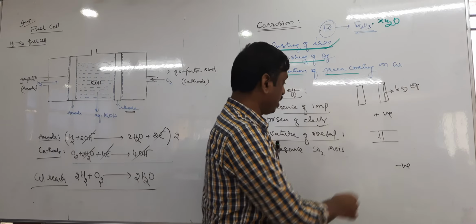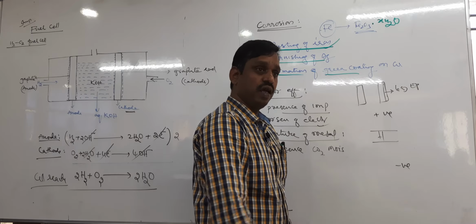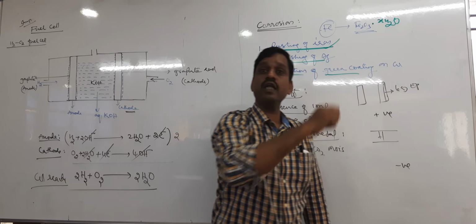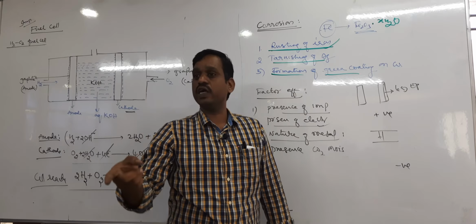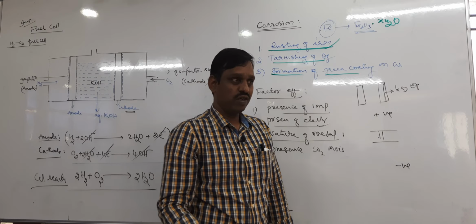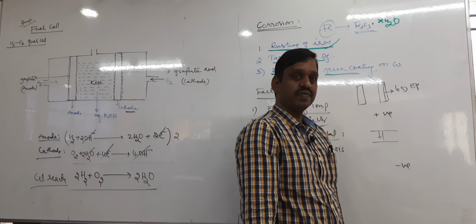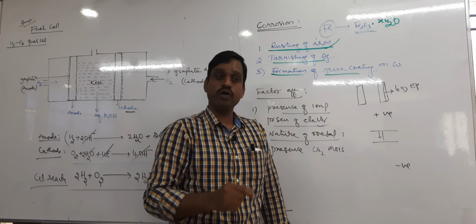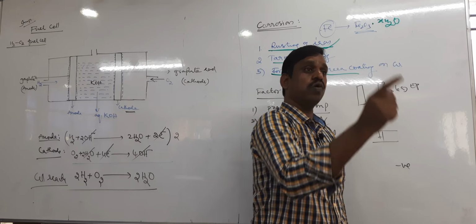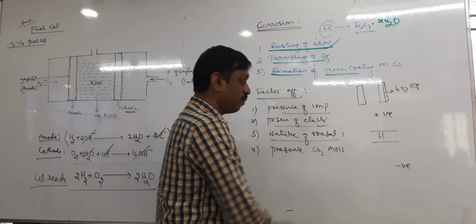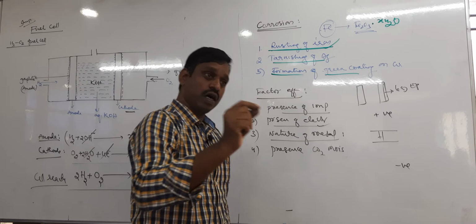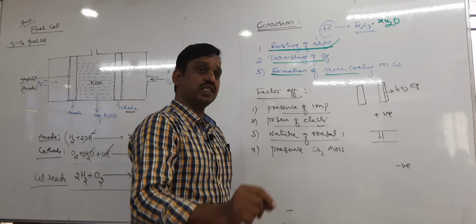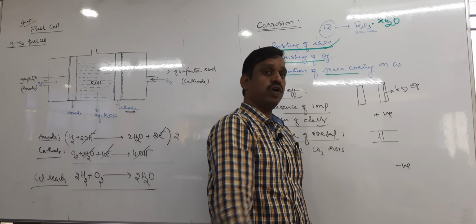For example, take iron and copper. Iron is below hydrogen, copper is above hydrogen. Therefore, iron can be corroded easily because it is more reactive, more electropositive compared to copper. Zinc and copper: zinc can undergo corrosion easily compared to copper because zinc has negative SRP, is more electropositive, more reactive. Therefore, the nature of metal also decides whether corrosion occurs slowly or rapidly. Usually a metal with negative SRP, below hydrogen, can be corroded easily.